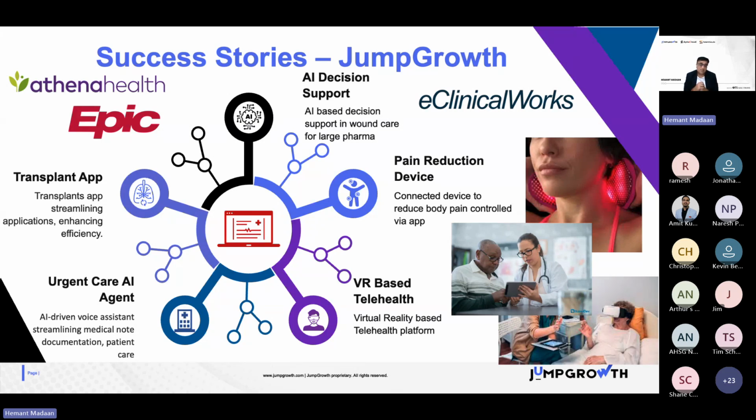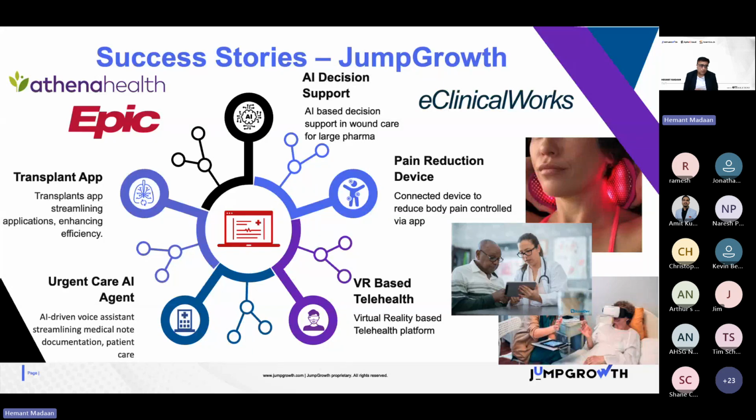As I said earlier, we've built a VR-based telehealth platform for a client in New York, using which now both the care providers and the patients can come together in an avatar-induced VR space and can talk freely and get the care and talk about what they're looking for.